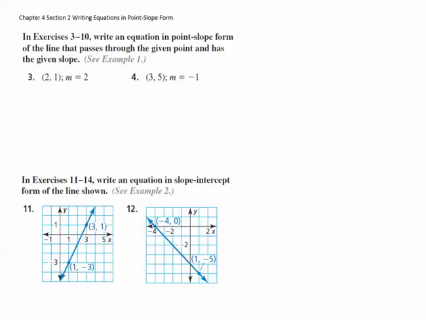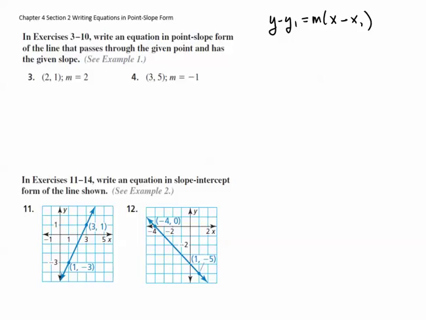Alright, in this video we come to Chapter 4, Section 2, Review Problems. First of all, we want to write equations in slope and point slope form. Recalling point slope form, y minus y1 is equal to m times x minus x1, where m is the slope and x1 comma y1 is a point that we're given.